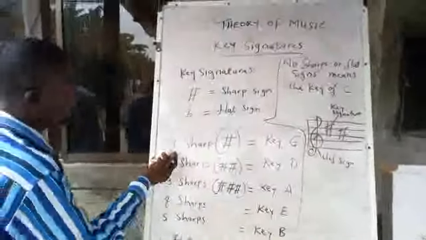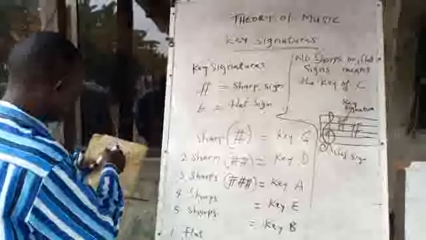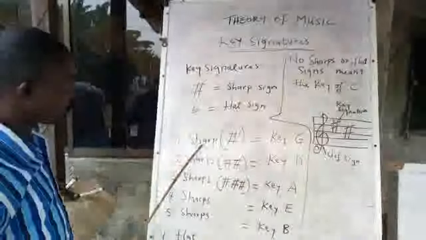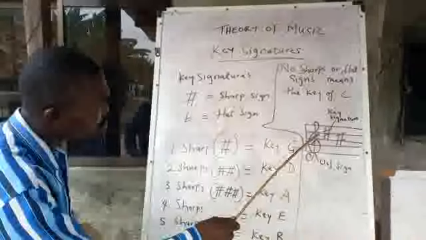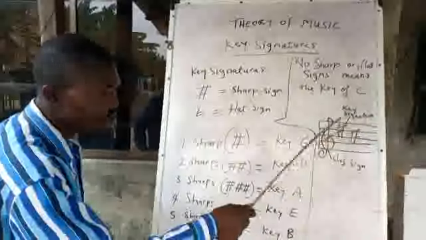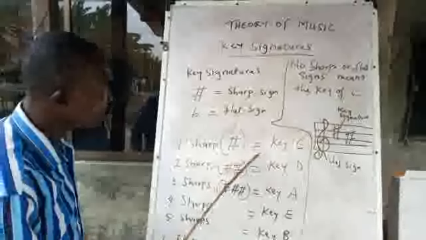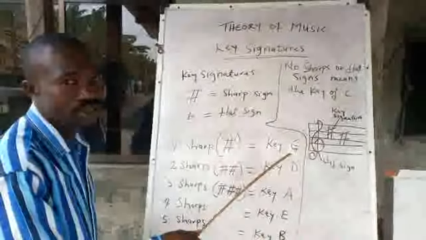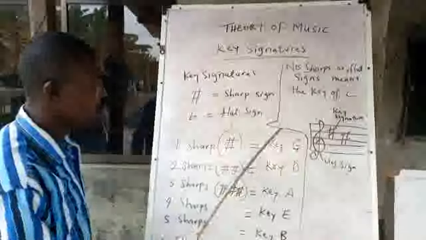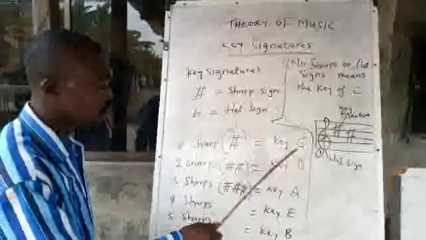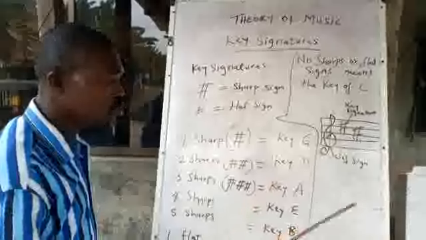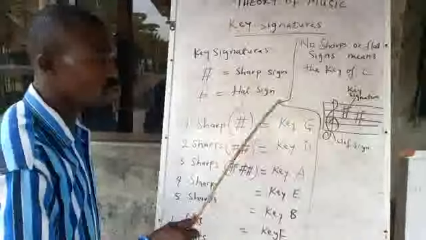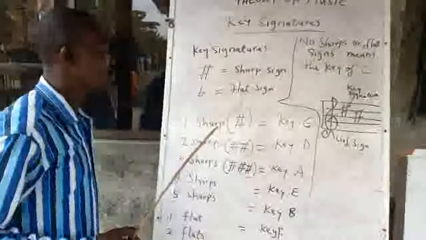Now what we have on the board here, we have one sharp like this. Whenever you see this type of sign, only one at the beginning of the staff after this clef sign, in any piece of music given to you, you should know that you are working on key G. That is, the song is composed in the key of G. So you work on the scale of G. Don't worry, I will teach you how to work on the scale of all these keys.